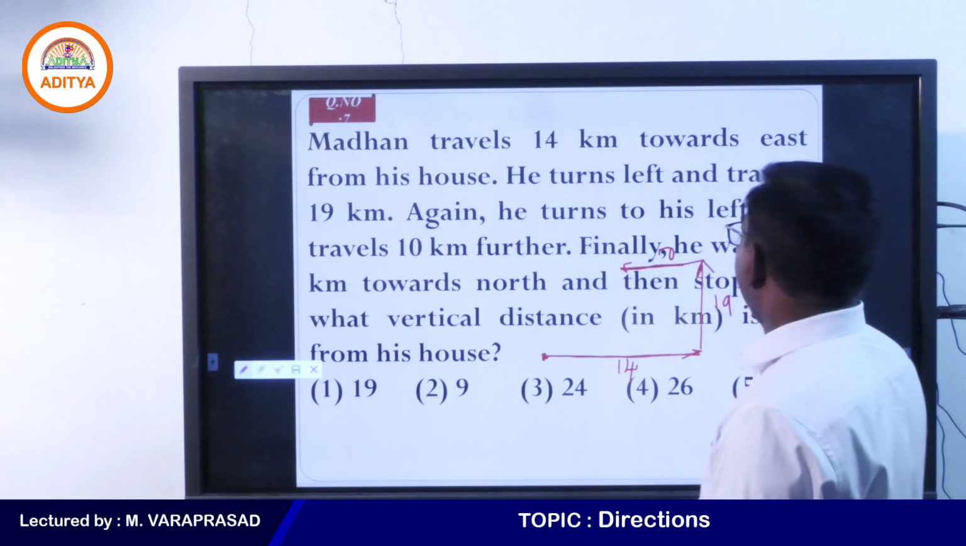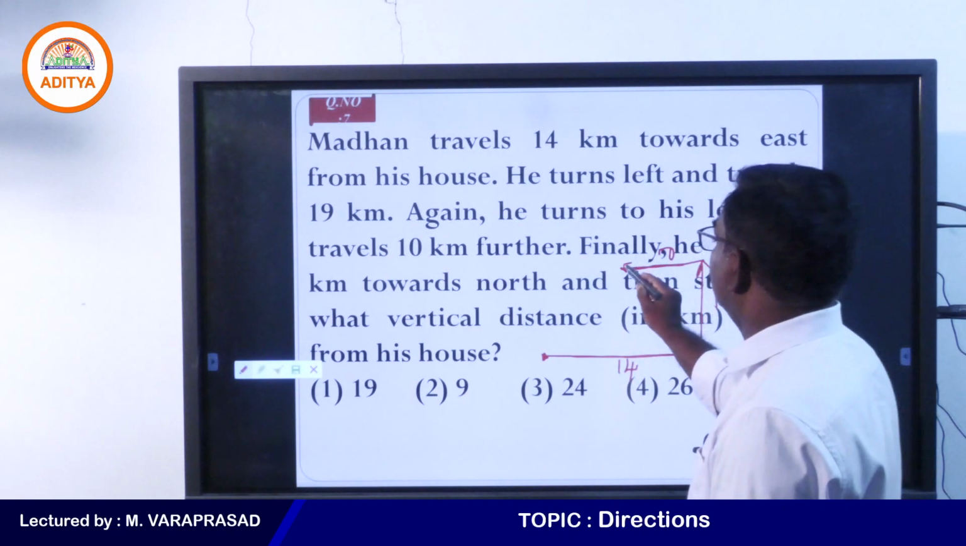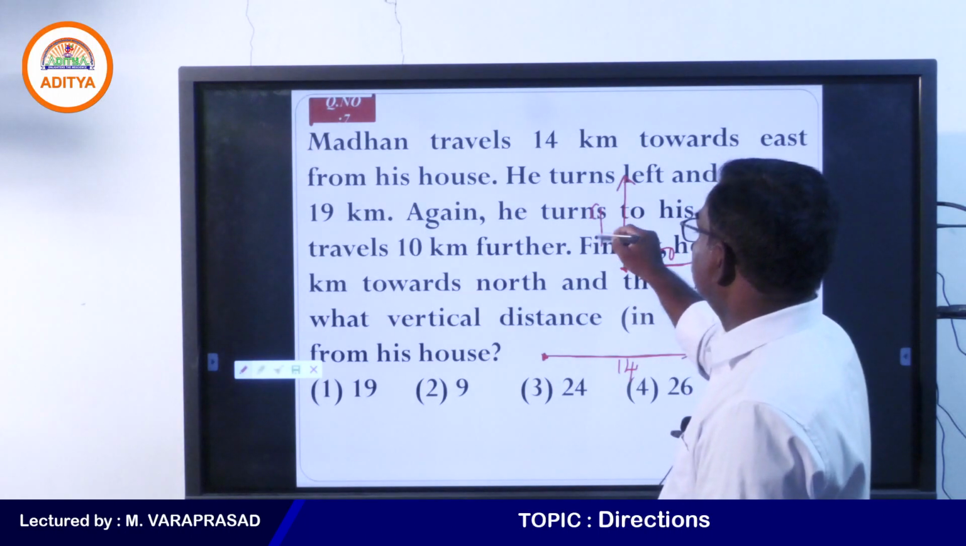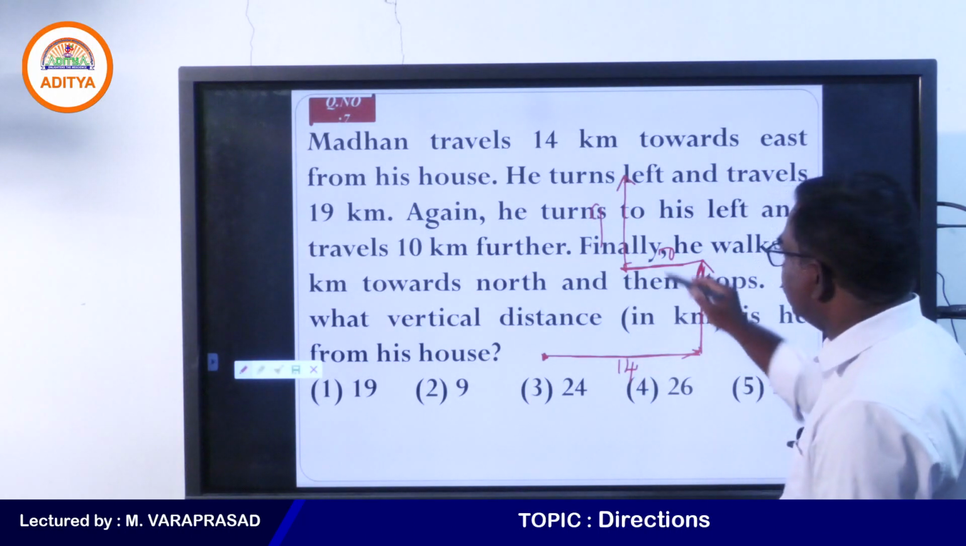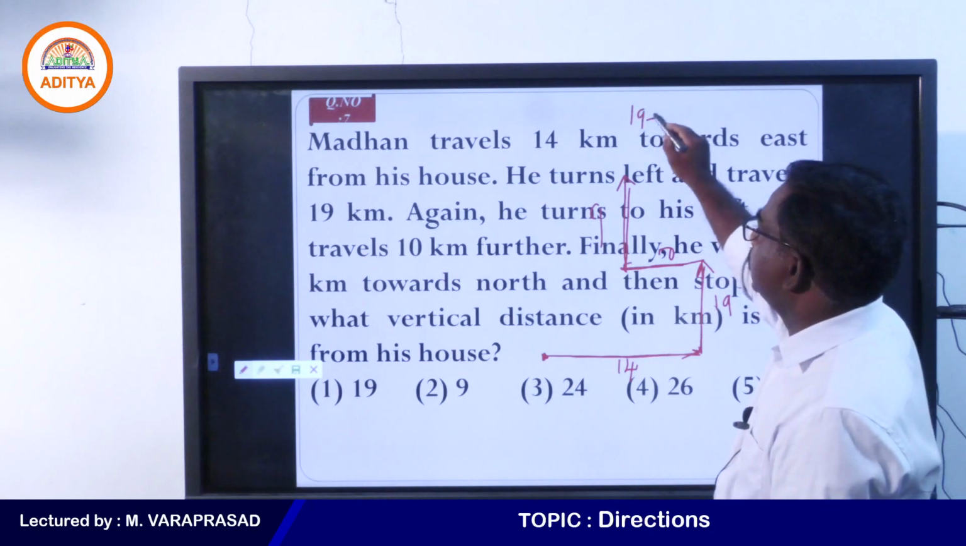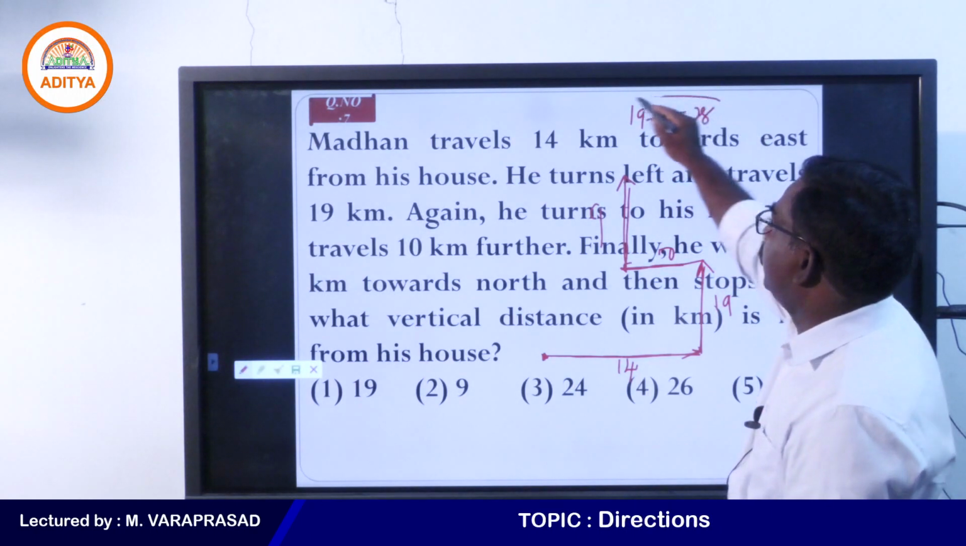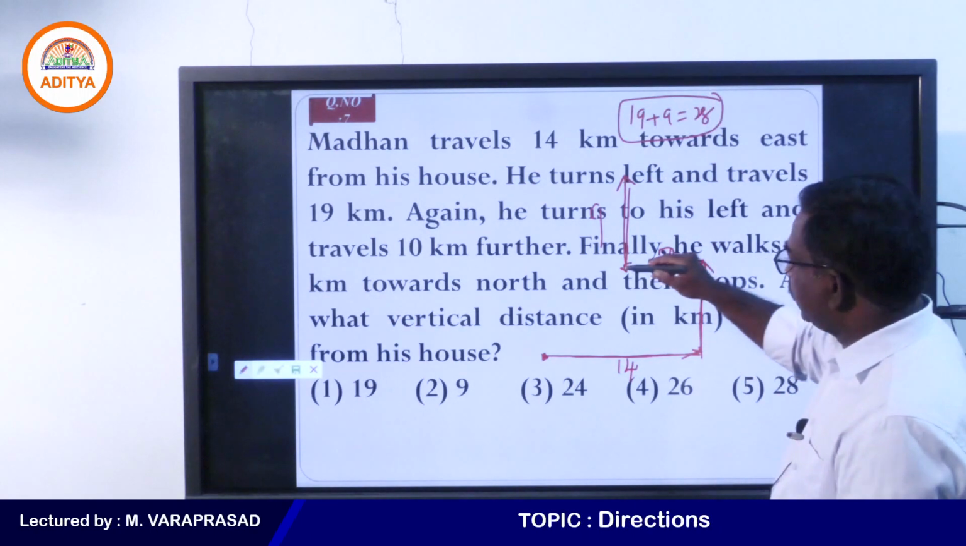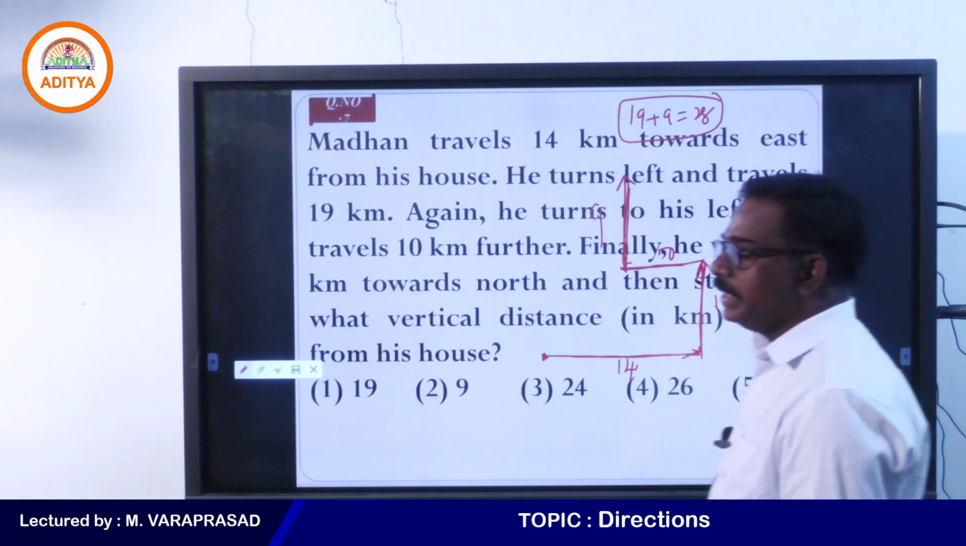Now, finally he walks 9 kilometers towards north. So this is 19 and this is 9. 19 plus 9, that is 28 vertical distance. 28 is 100% correct.